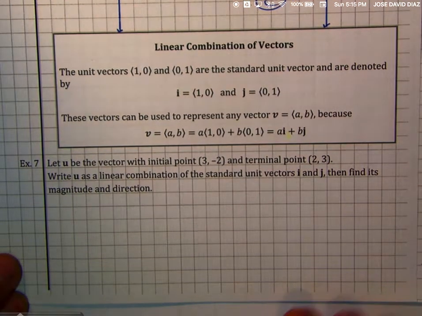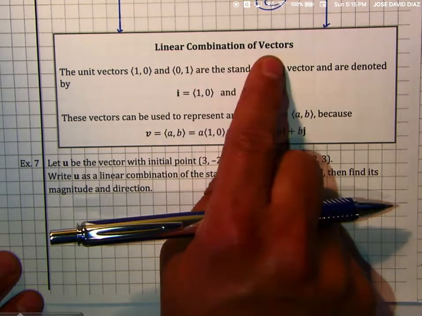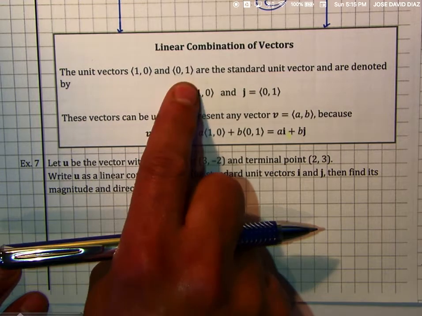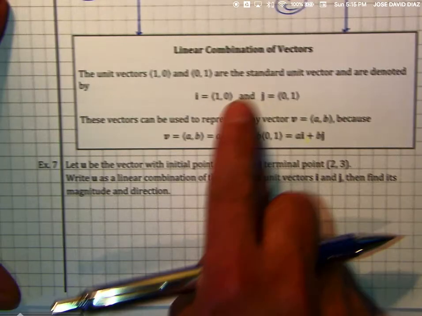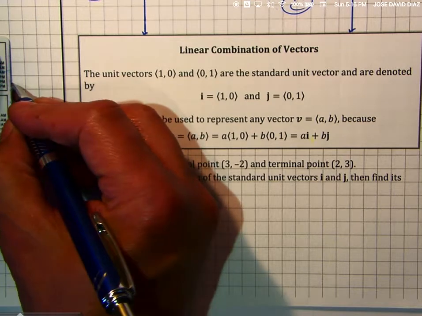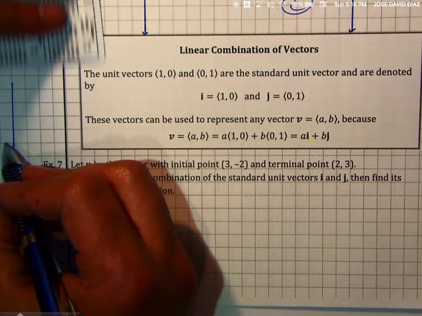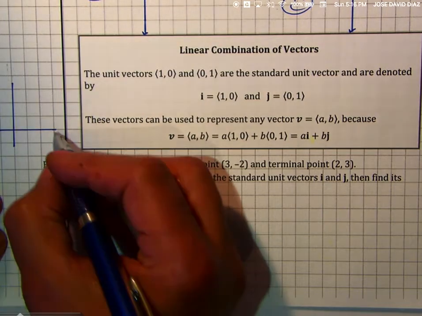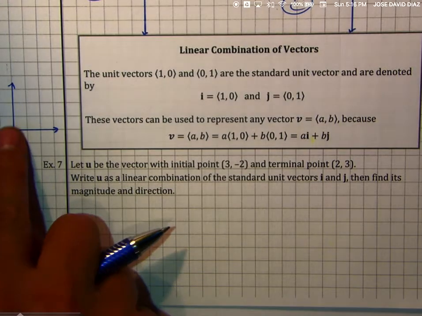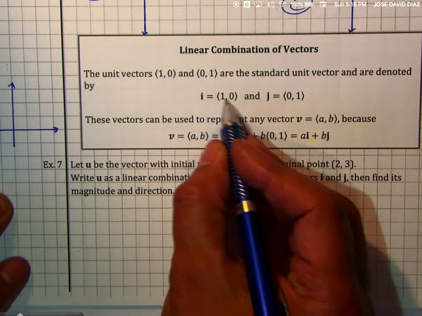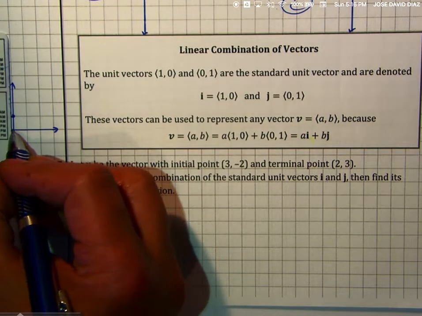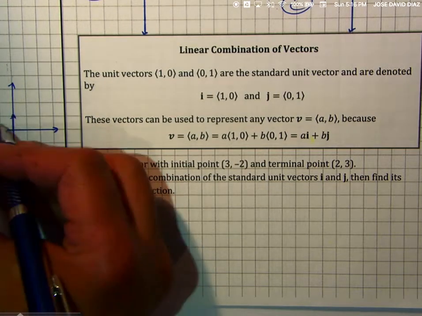So we have linear combination of vectors. The unit vectors 1, 0, and 0, 1 are the standard unit vectors and are denoted as the following. So if you write on the left hand side, we're going to make a quick x and y axis just on the first quadrant, since both unit vectors are positive. So first we have I is 1, 0. So therefore this vector here is unit vector I.